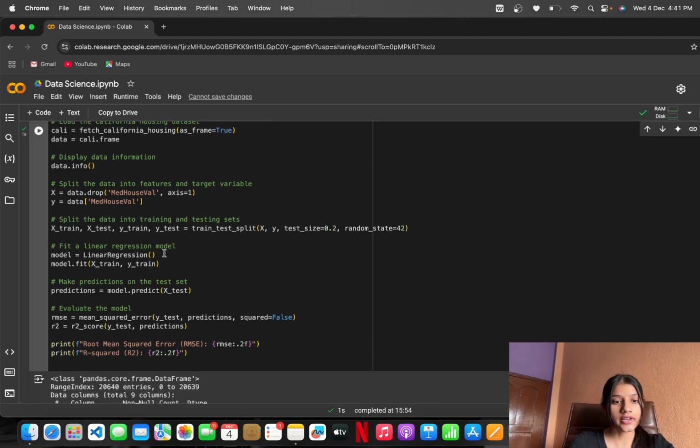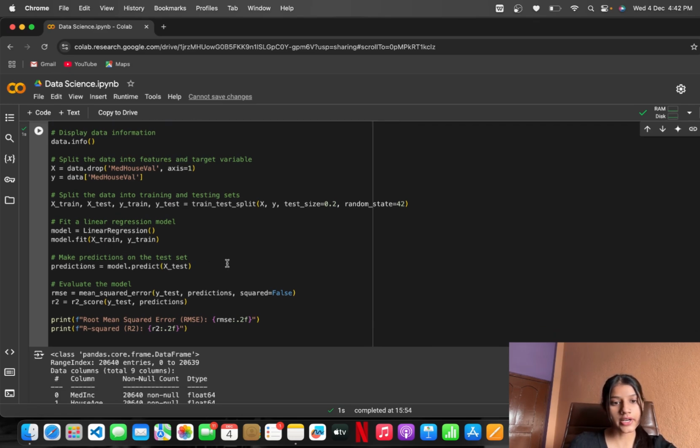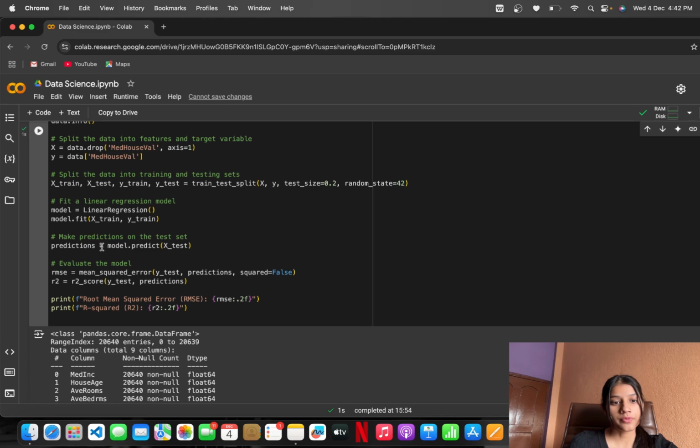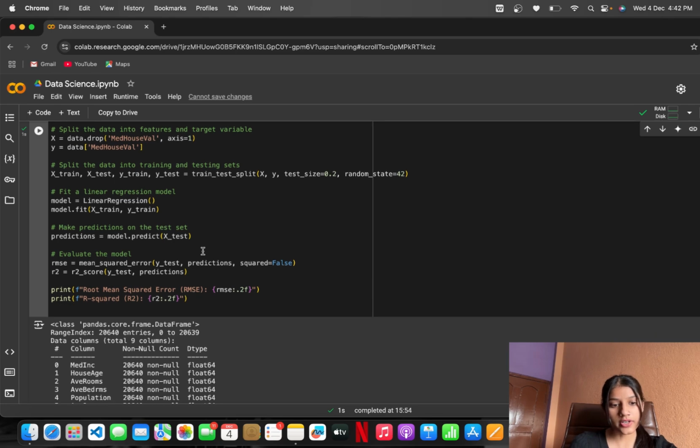Now fit a linear regression model. Here we create an instance of the linear regression model and train it using the fit method with the training data. This is where the model learns the relationship between the features and the target variable. Now we will make a prediction on the test set by using the predict function, which takes X_test as a parameter. Once the model is trained, we use it to make predictions on the test set.